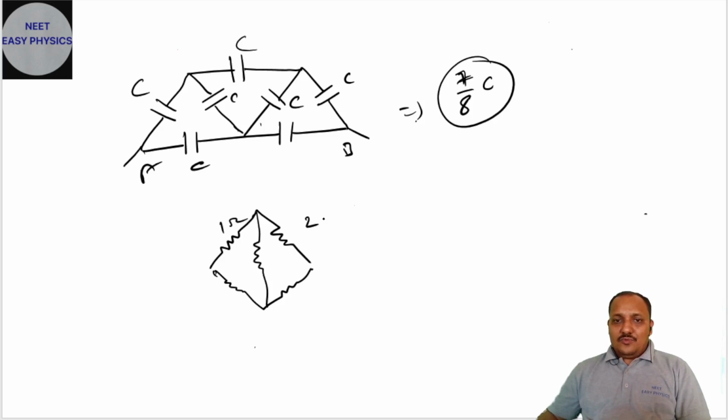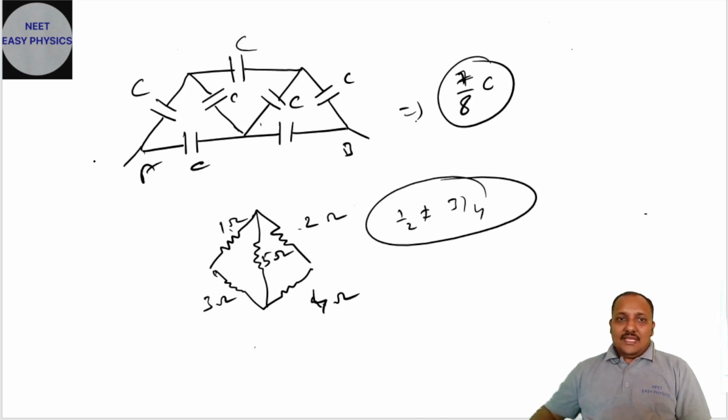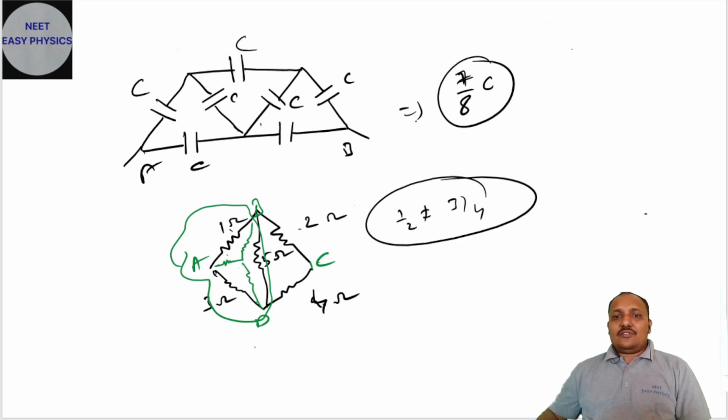So 1 ohm, 2 ohm, 3 ohm, 4 ohm. Let us assume this is 5 ohm. Now the bridge is not balanced. 1 by 2 is not equal to 3 by 4. At that time, this left part is going to be A, B, C, D. So this A, B, D is going to be a star delta connection. If you apply the star delta connection like this, you can solve the problem very easily. You can try this. You will get the answer, but it will take a little bit of time to solve. You will need patience to solve the problem carefully.